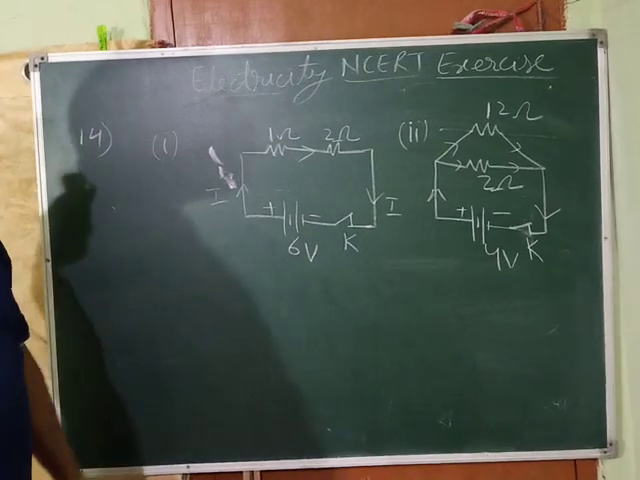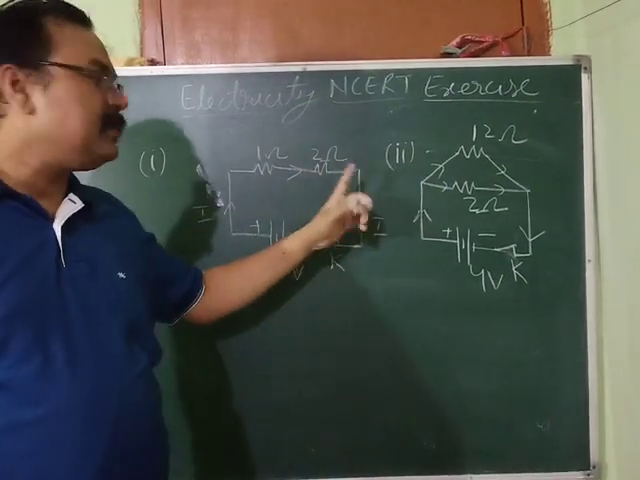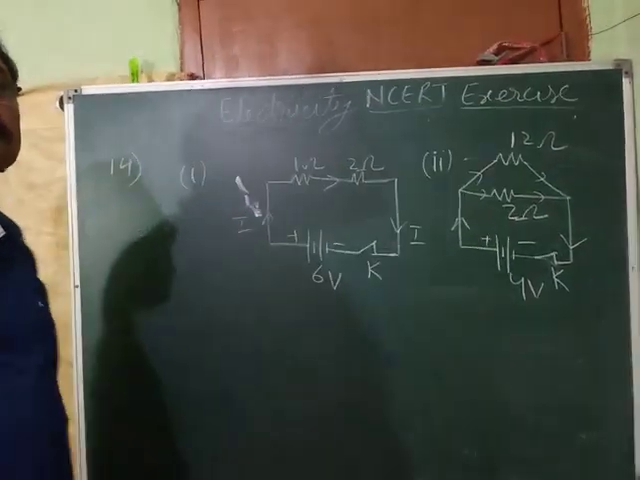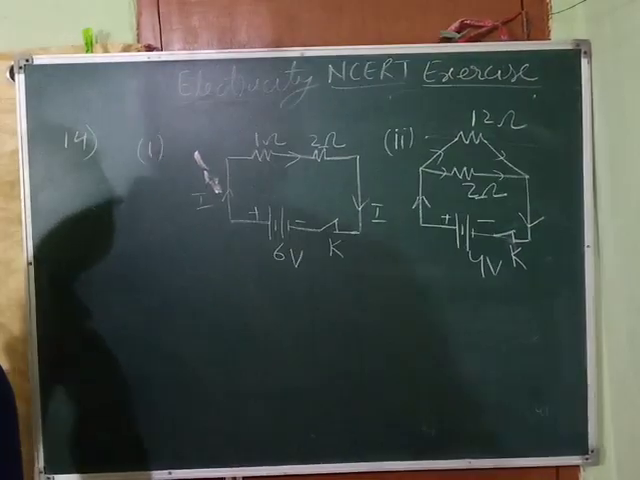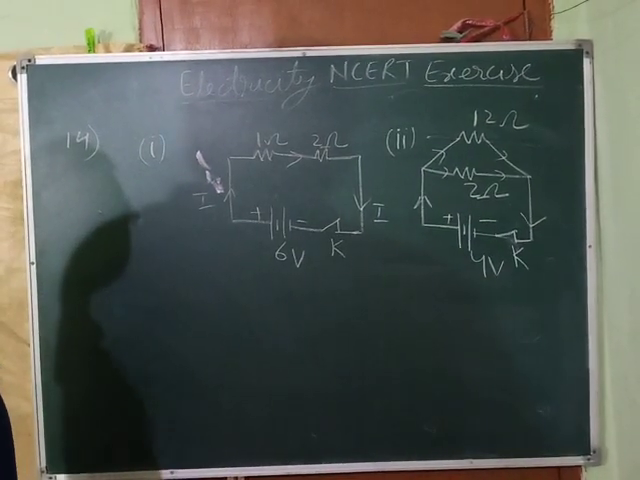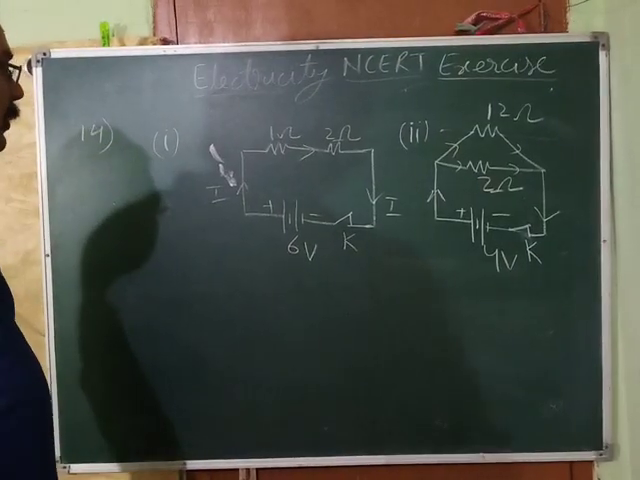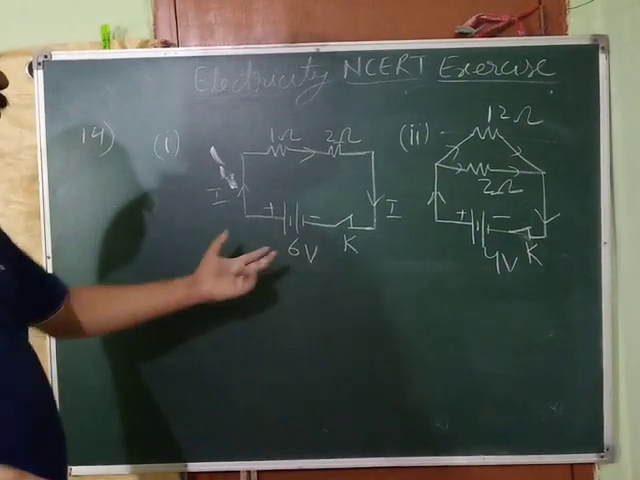Now what are they asking? They are asking, compare the power consumed in the two circuits in the 2 ohm resistors. Okay, in these 2 ohm resistors, how much power is consumed? That power you have to compare. Now in order to find the power, what do we need to do? We need to find the current. Okay, because we know the formula of power, so for that we require either current or potential difference.